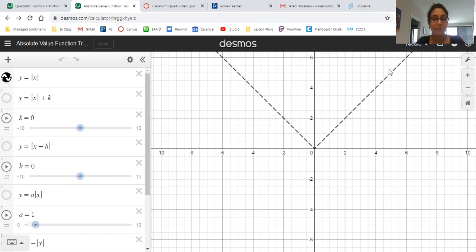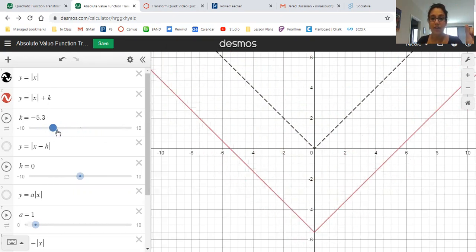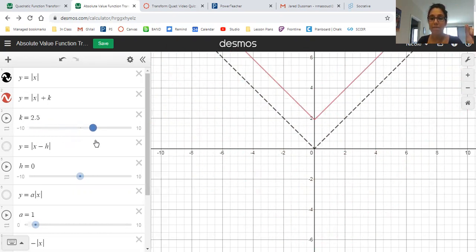So here I have my absolute value graph. This is what we just graphed on the other application. So what happens when I add a number to the end, outside of the absolute value? It goes up or down. If it's positive, it goes up. If it's negative, it goes down. Same thing as a parabola.